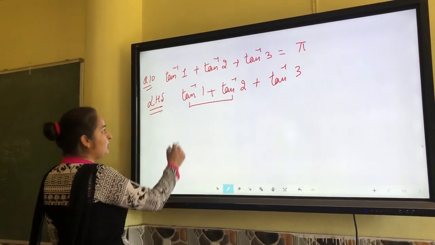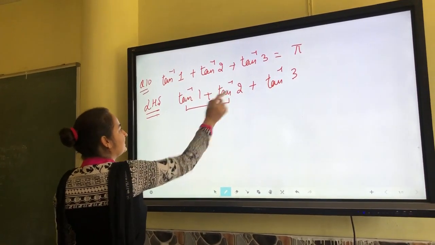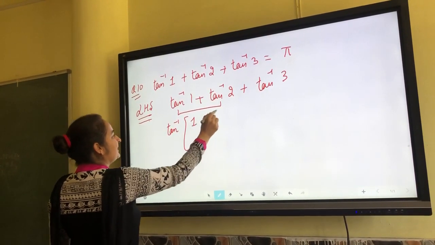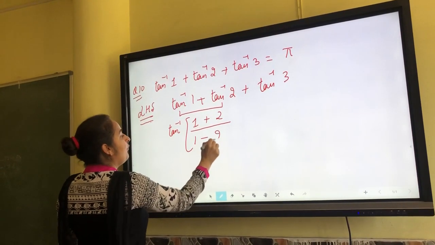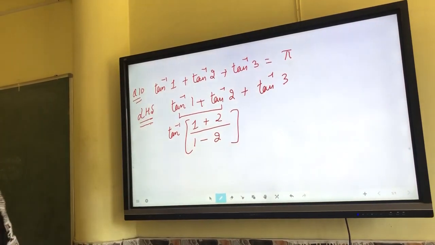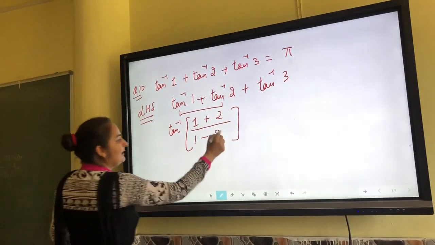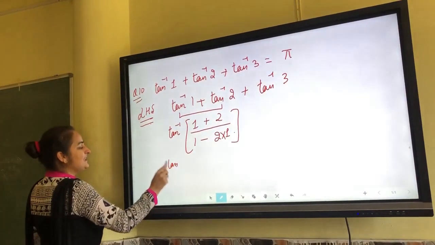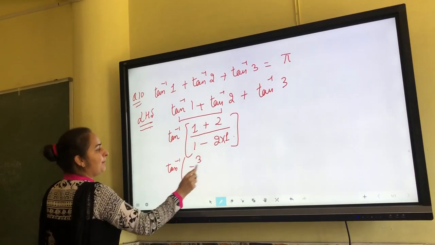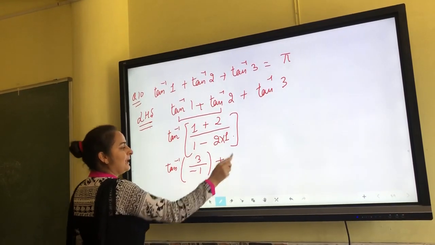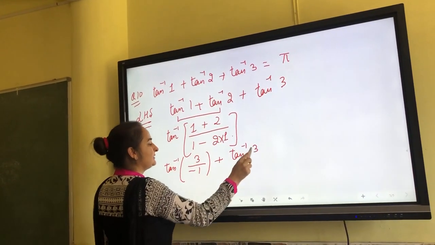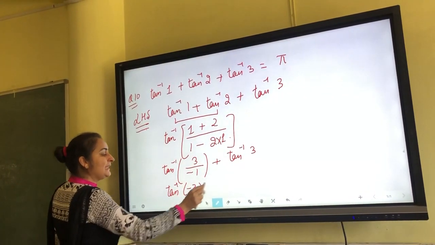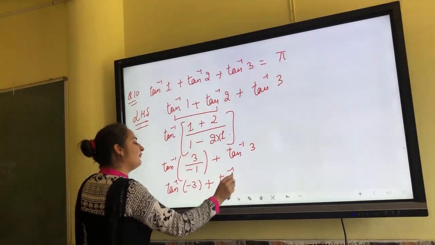Now, what is the formula for tan inverse A plus tan inverse B? The formula is tangent inverse A plus B whole divided by 1 minus A multiply B, means 1 multiply 2. I am writing here 1 multiply 2. The result is tangent inverse 3 upon minus 1 plus tangent inverse 3. Again, tangent inverse minus 3 plus tangent inverse 3.